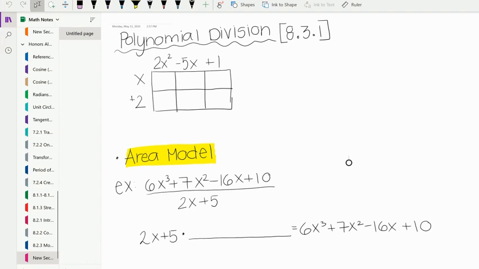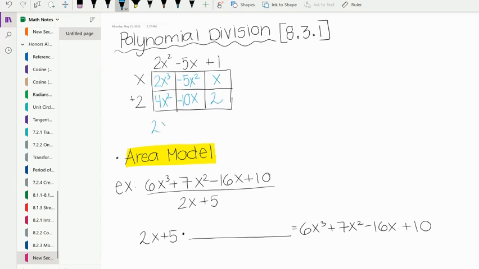The first thing we're going to look at is going back to Algebra 1, when we multiply polynomials using the box method or an area model. We would multiply x times 2x squared, which is 2x cubed. Then 2x squared times 2, which is 4x squared. x times negative 5x is negative 5x squared. Negative 5x times 2 is negative 10x. 1 times x is x, and 1 times 2 is 2. Now, to get the answer, we combine like terms.